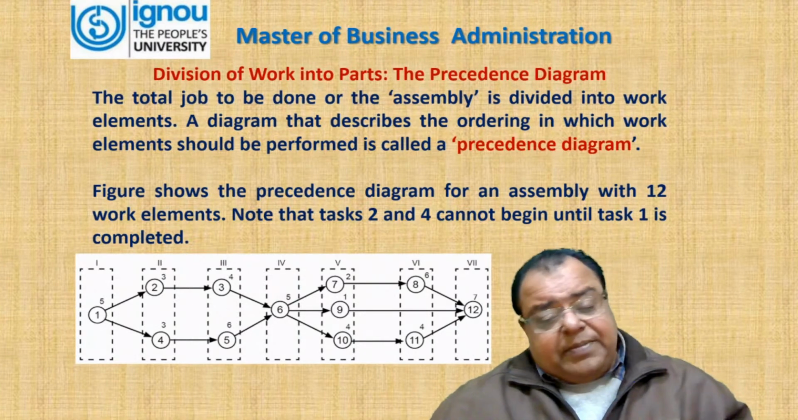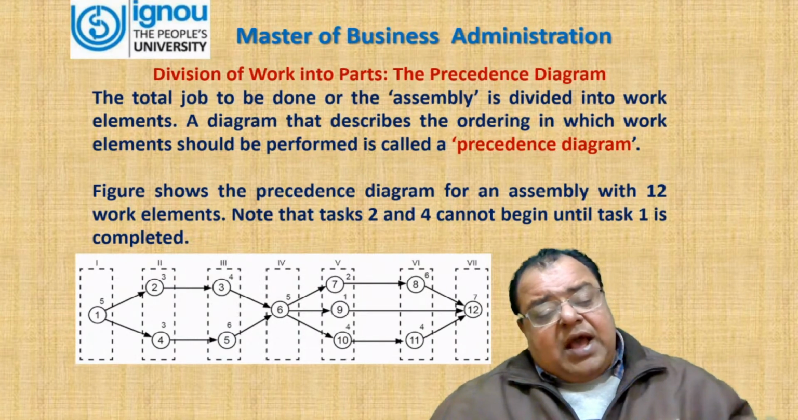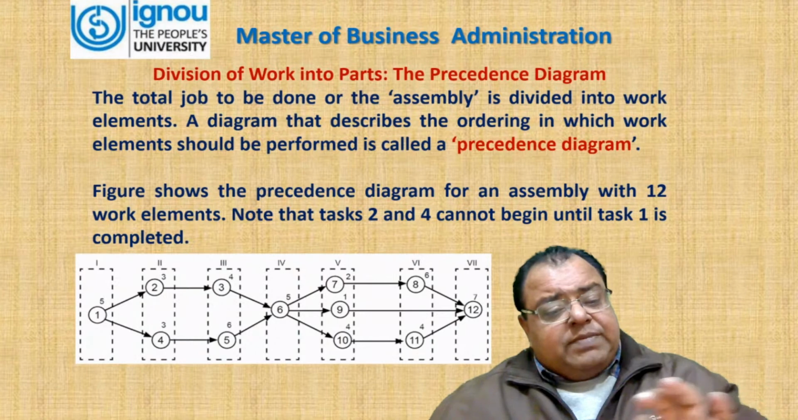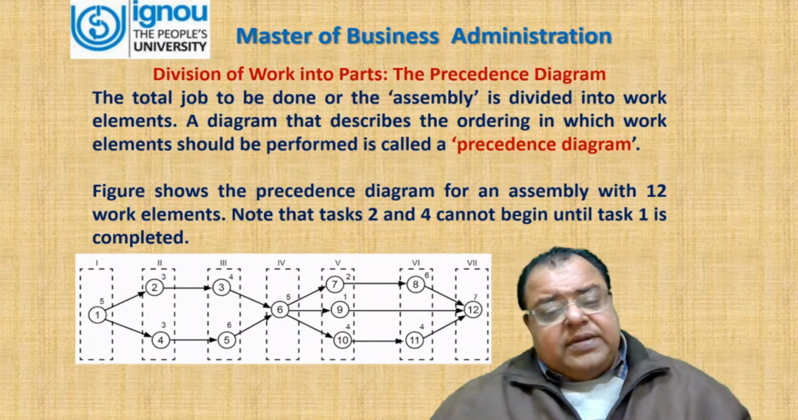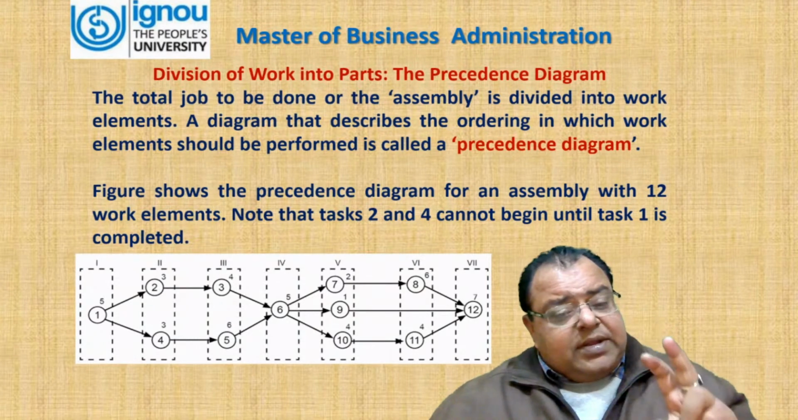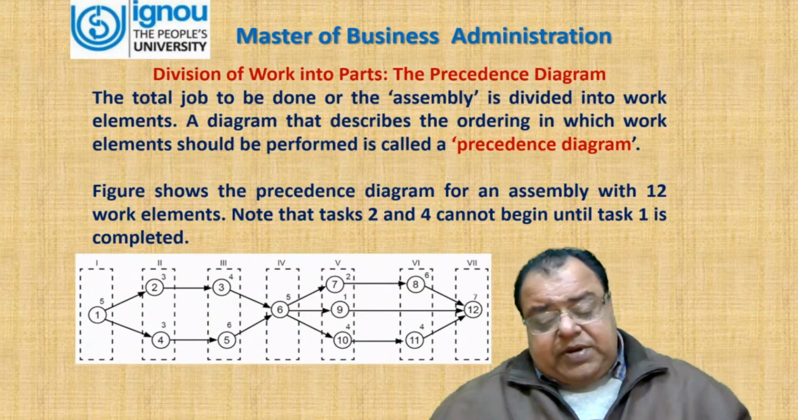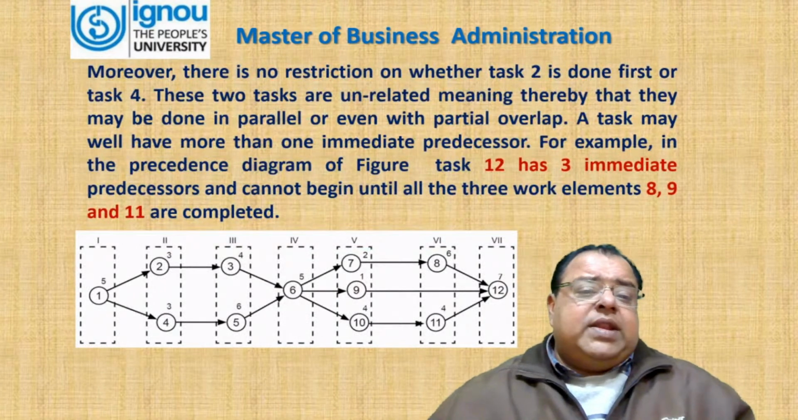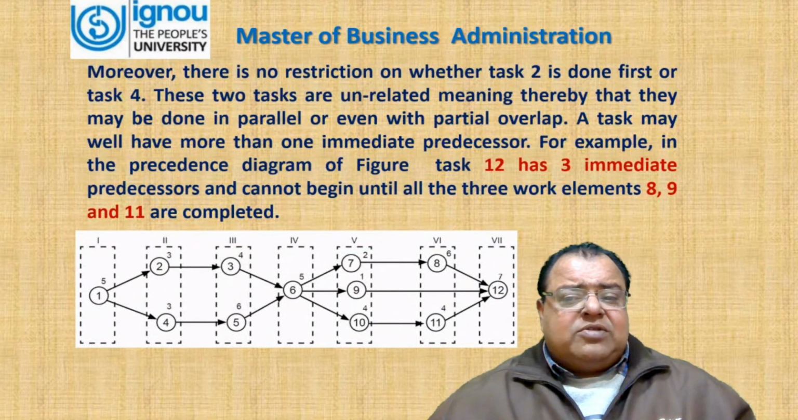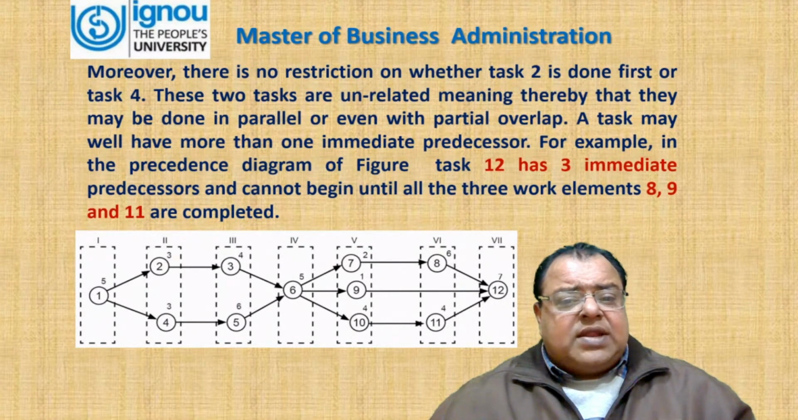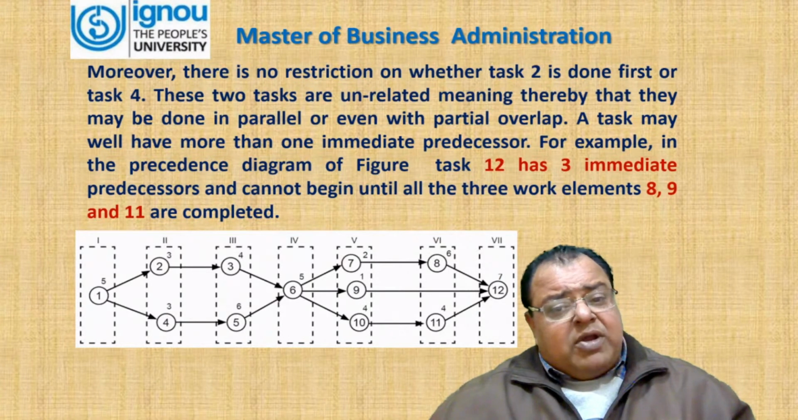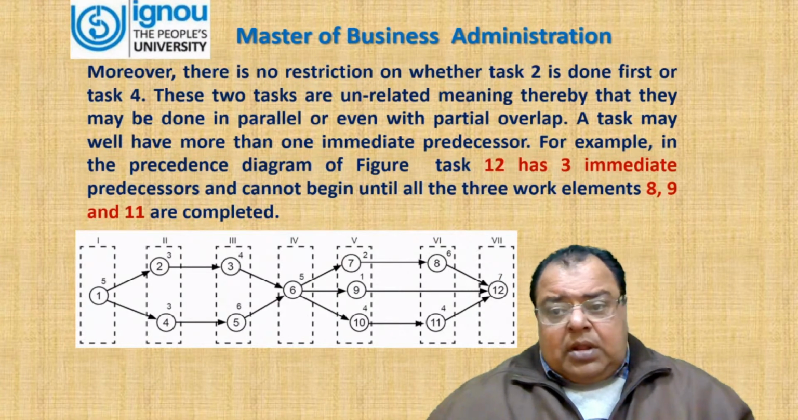Here we can see that there are 12 circles, 12 tasks are there, and how the material is moving is depicted by the arrows. And dotted boxes depict the stations, that is, how they are grouped. Moreover, there is no restriction on whether task 2 is done first or task 4 is done first. These two tasks are unrelated, meaning thereby that they can be done in parallel or even with partial overlap.